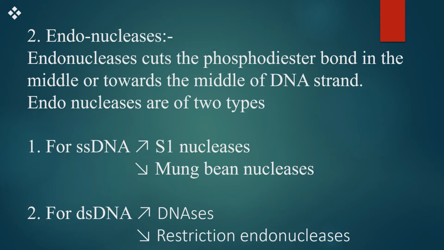For single strand DNA, S1 nucleases cut the phosphodiester bond from 3' to center. Mung-Bean nucleases cut the phosphodiester bond from 5' to center. S1 nucleases are isolated from Aspergillus species. Mung-Bean nucleases are isolated from the Mung-Bean plant. For double-strand DNA, DNases and restriction endonucleases are the enzymes used for cutting the DNA.